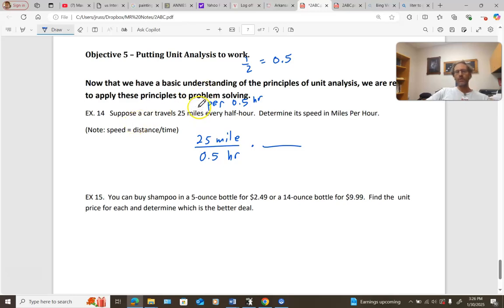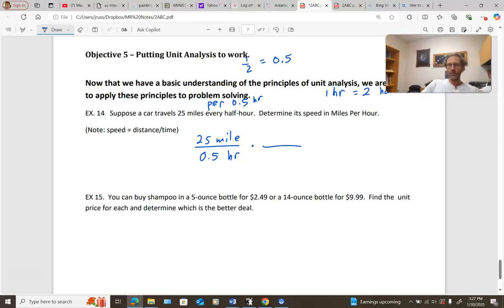Now notice, we're going from miles per half hour to miles per hour. So in other words, we're trying to go from how many miles can you cover in a half an hour versus how many can you cover in an entire hour. Alright, so I'm going to leave the miles the same, but I need to cancel my hours. So my conversion factor is this, the fact that 1 hour is equal to 2 half hours.